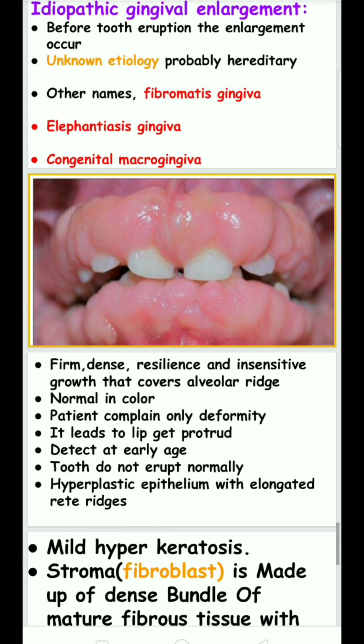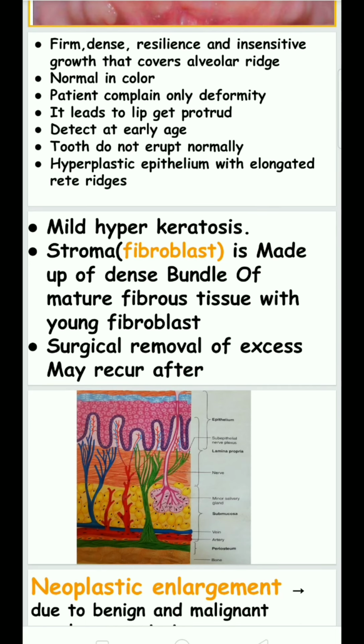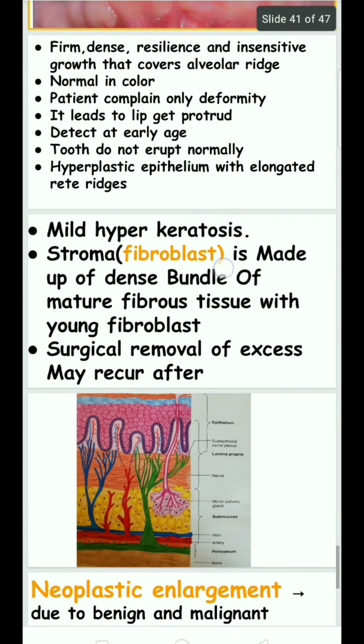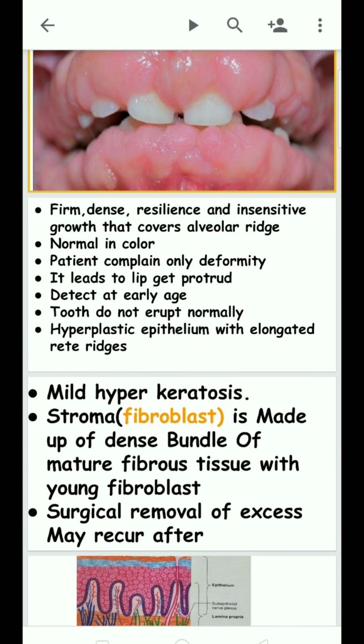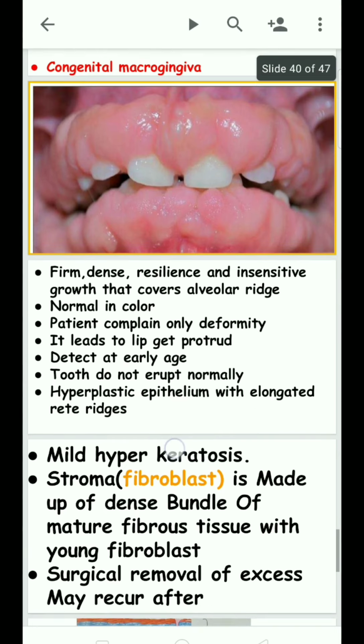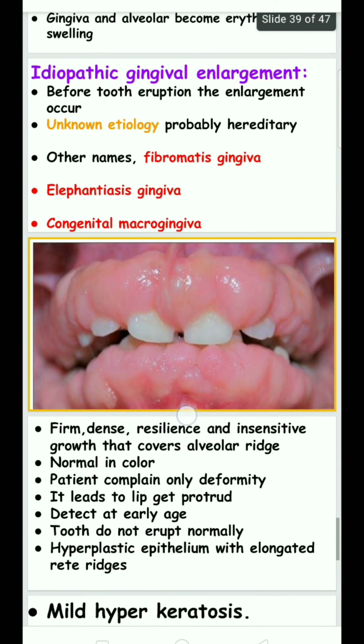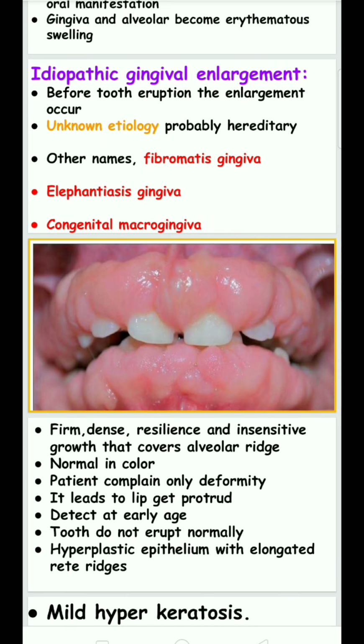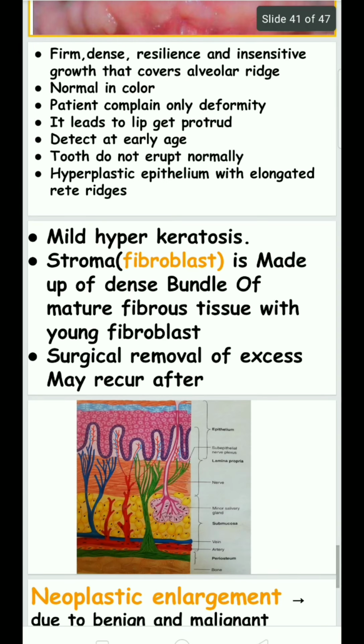At the same time, the patient complains only of the deformity. In fact, mild hyperkeratosis is also seen in this condition. In this condition, the gingival fibroblasts are densely arranged and bundles of mature fibrils are also seen in idiopathic gingival enlargement. At the same time, after surgical removal of the excess, recurrence may occur.